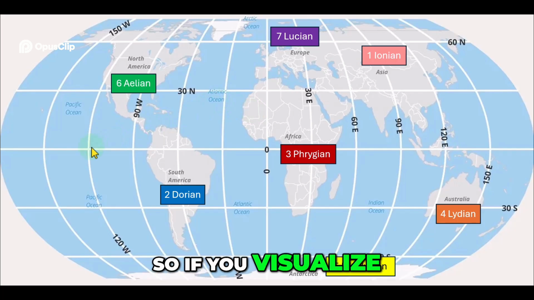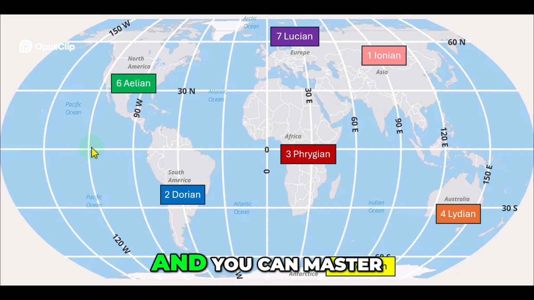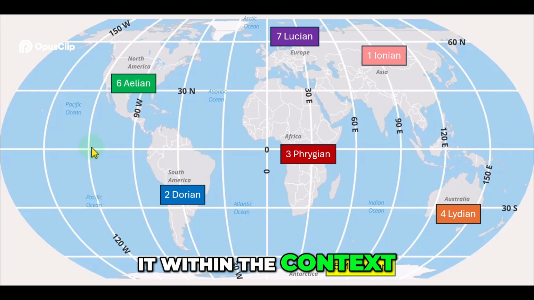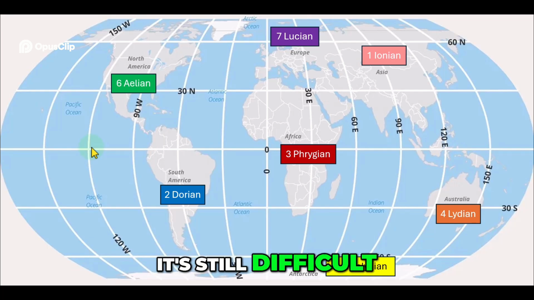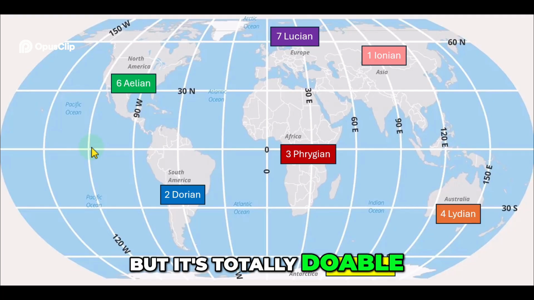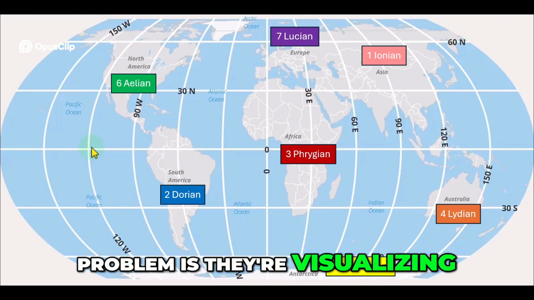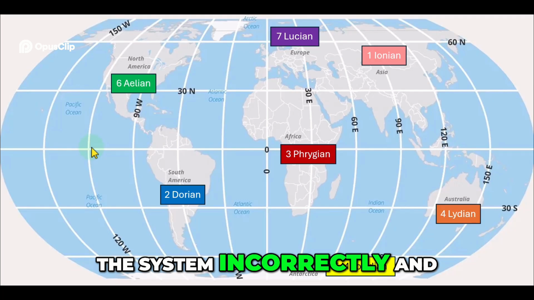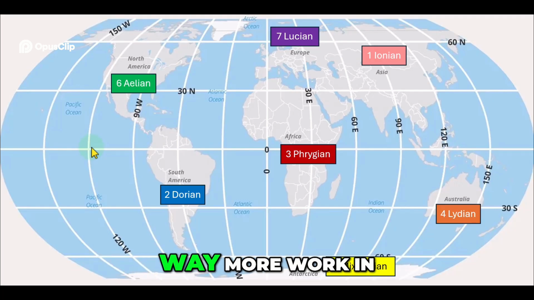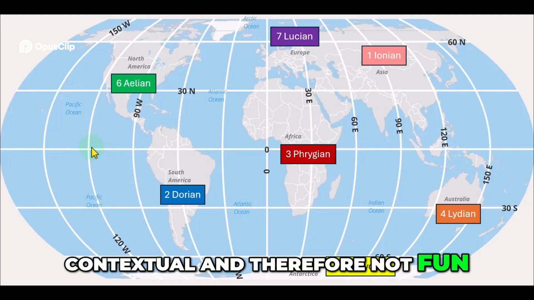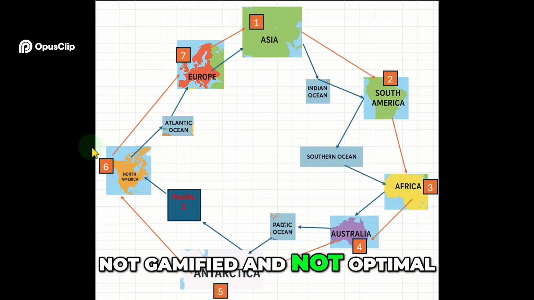So if you visualize the fretboard this way, it's like playing a video game. You can master it, and you can master it within the context. It's still difficult, but it's totally doable. For most people, the problem is they're visualizing the system incorrectly, and they're taking on way more work in a way that's not contextual and therefore not fun, not gamified, and not optimal.